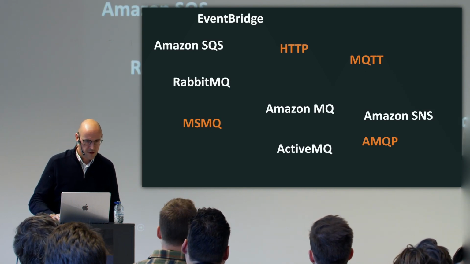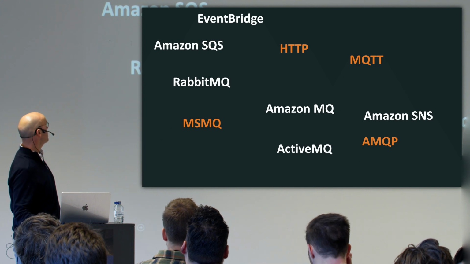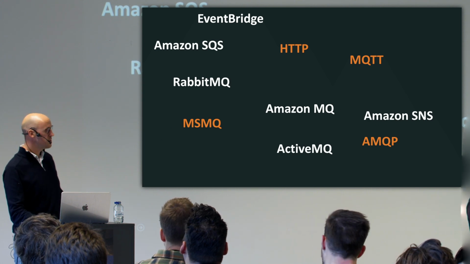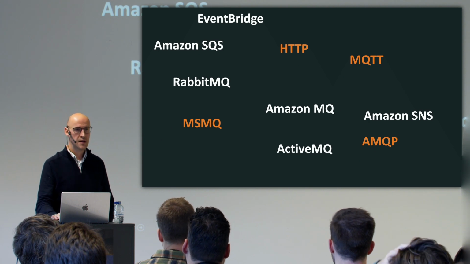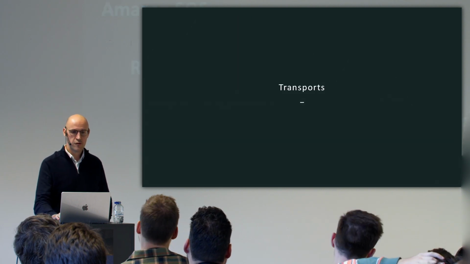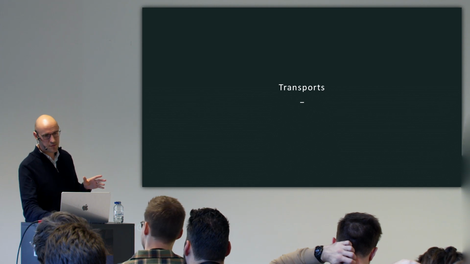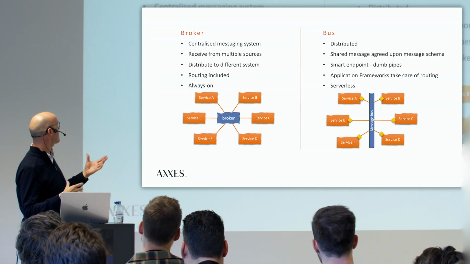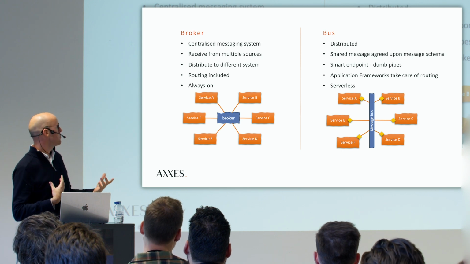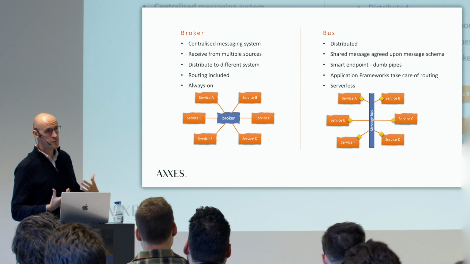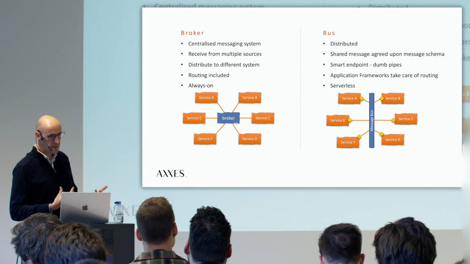So the next parts are about EventBridge, Amazon SQS, RabbitMQ, Amazon MQ, Amazon SNS, ActiveMQ. And before moving into the details of all these transports, I would like to phase something out, because sometimes I feel it's difficult to create a difference between what is called a broker and what is called a bus.